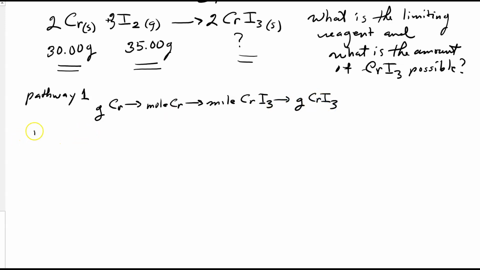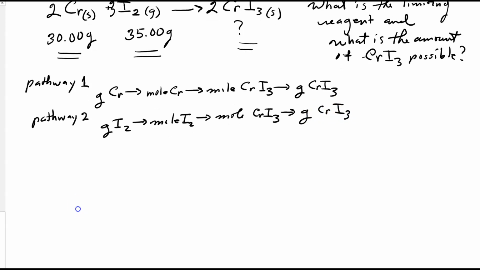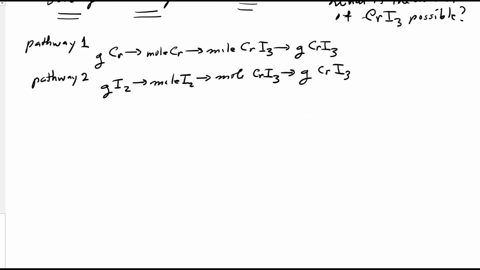The other pathway is in a similar vein, and that goes like this. Grams of iodine goes to moles of iodine, which then goes to moles of chromium 3 iodide, which then goes to grams of chromium 3 iodide. And now we have both setups. And remember, whichever produces the smallest number of grams of chromium 3 iodide is the limiting reagent.